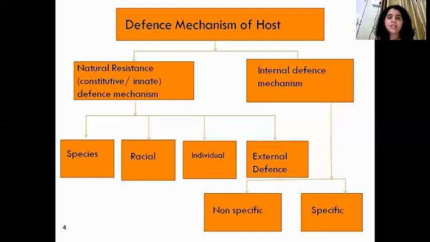And next is the external defense mechanism. We'll be discussing what comes under external defense mechanism. On the other hand, the internal defense mechanism includes specific and non-specific defense mechanisms. We'll be discussing these things in detail.